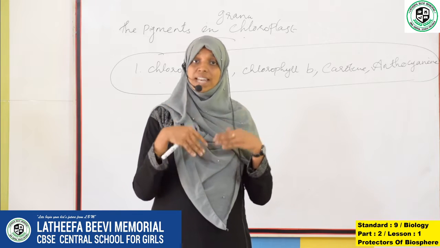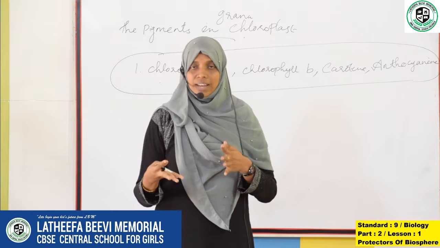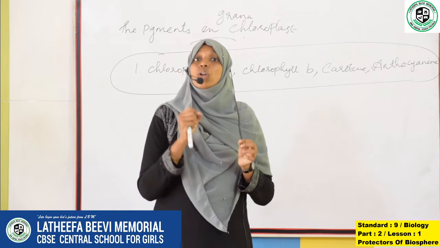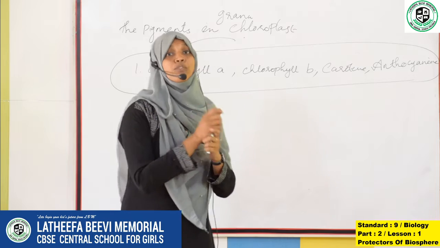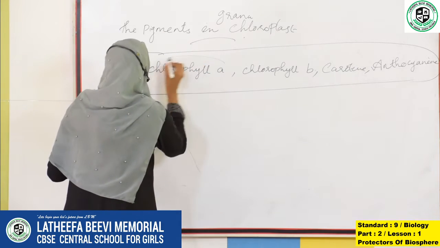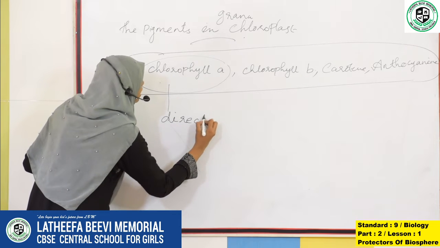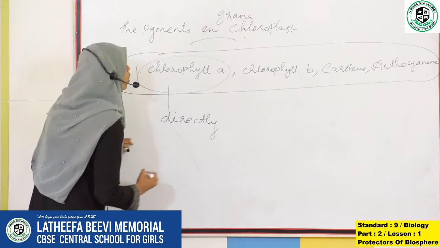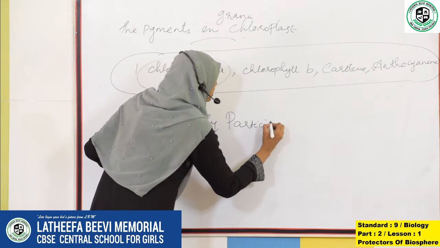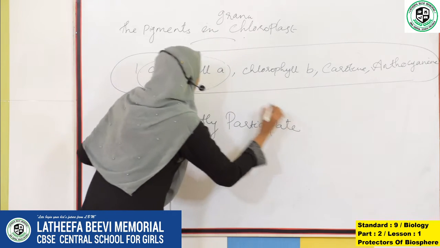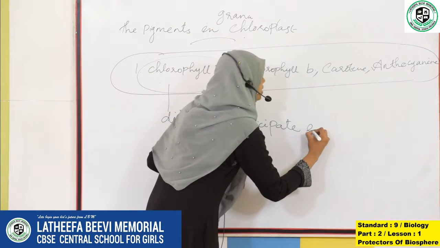All the pigments can absorb sunlight present in the grana of chloroplast, but chlorophyll A can directly participate. That is a speciality of chlorophyll A. What is the speciality of chlorophyll A? Chlorophyll A can directly participate in the process of photosynthesis.